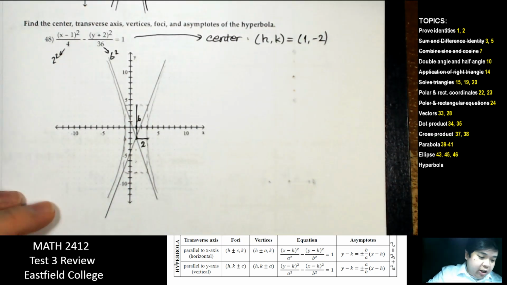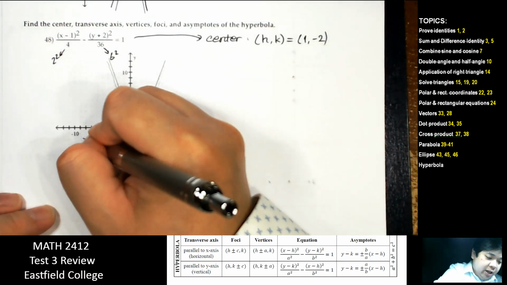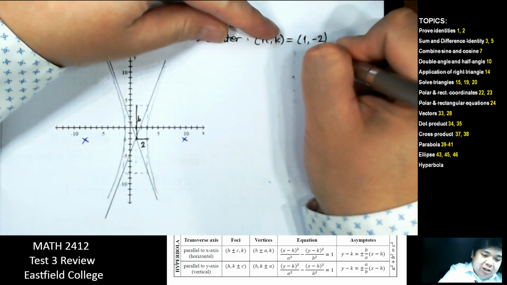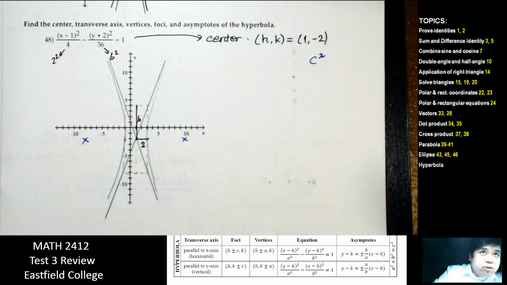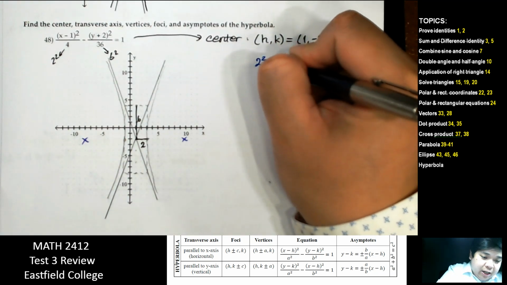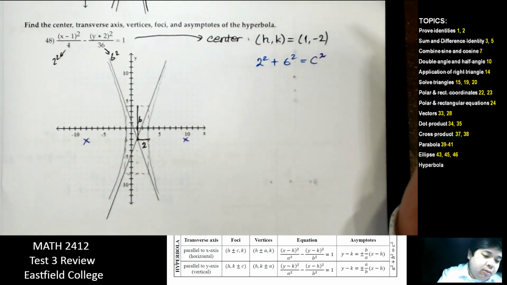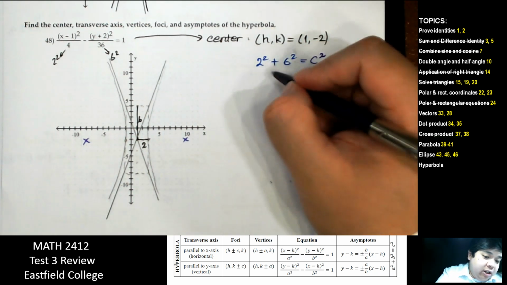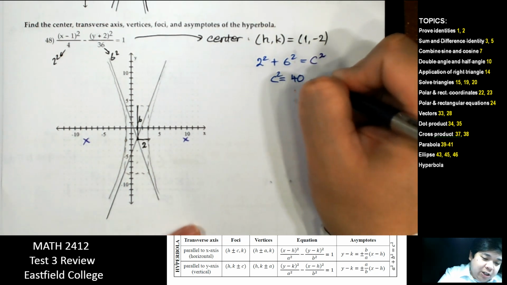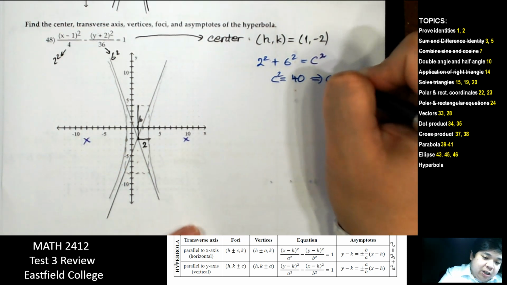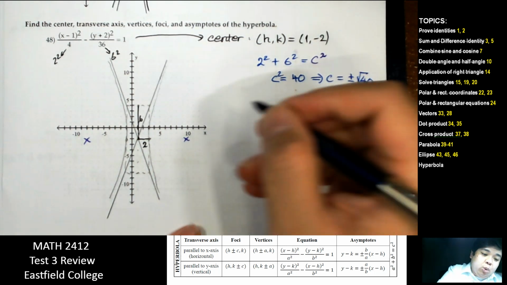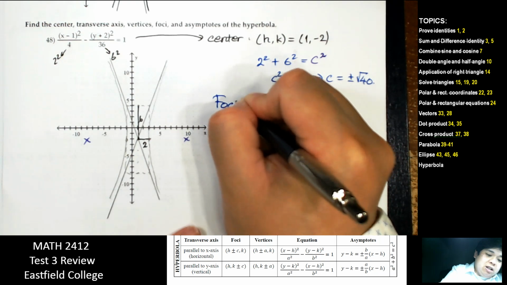The foci will have to be somewhere here and there. The distance to the foci will be the biggest one, so I put that by itself. On the other side we will have 2 square and 6 square, so that will be 40. C square is 40, so C is plus or minus square root of 40. With that we will put in the foci like this.